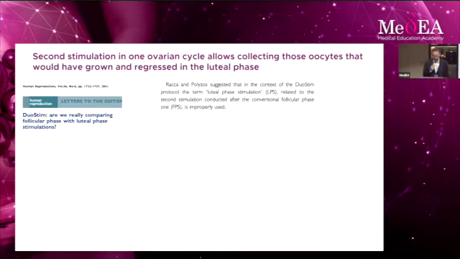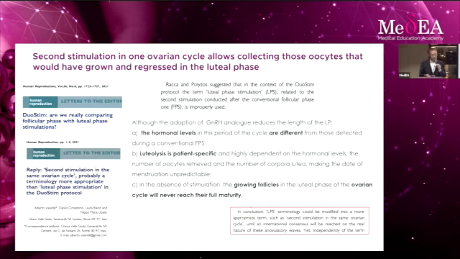After our paper, Nikos and Annalisa Racca wrote a letter to Human Reproduction to say that maybe this is not a luteal phase, because if you trigger with agonists, you will have a bleeding. Maybe this is two follicular phases. We replied, of course, to try to have a discussion regarding what luteal phase means for us. When you use the GnRH agonist, you can reduce the length of the luteal phase. This is true. But the hormone levels in this period of the cycle are totally different from the first stimulation. And also the luteolysis is patient specific.